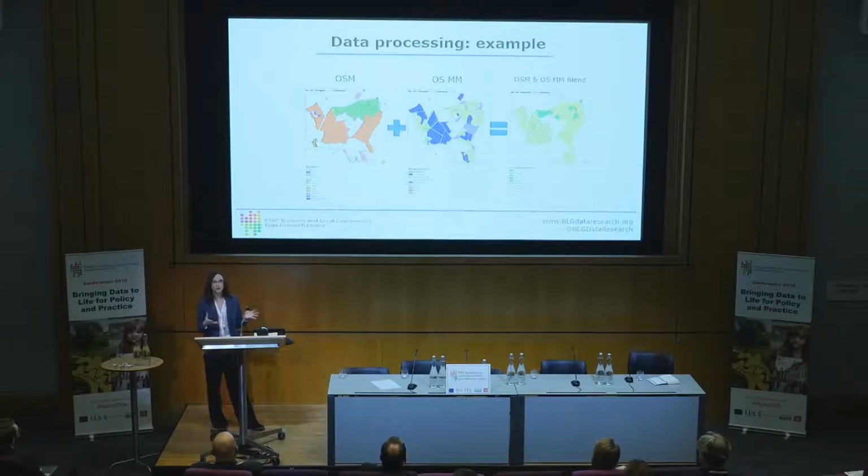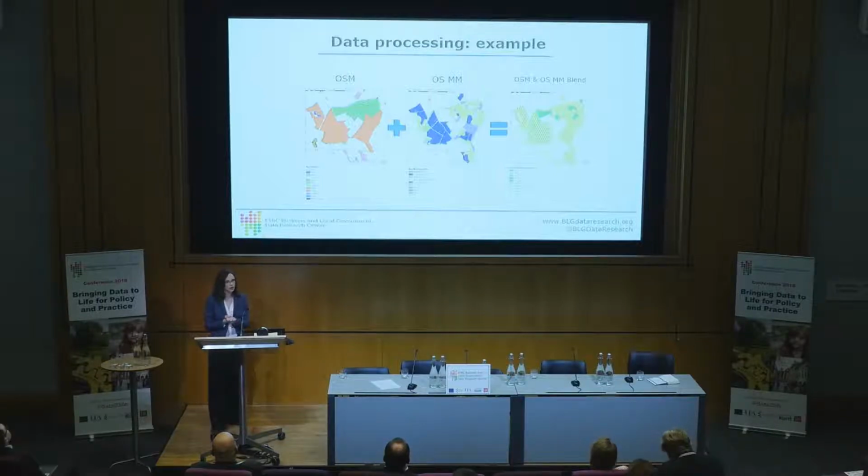In a visual form, it looks something like this. So you've got the OpenStreetMap data on the far left, then our MasterMap data in the middle, a bit more detailed, arguably more spatially accurate, to produce this blended data set that we've been testing and working forwards using.